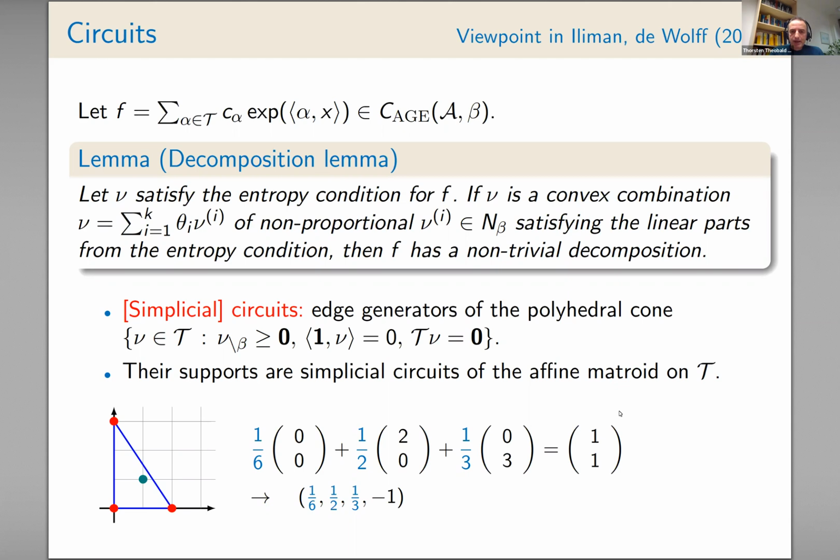And whenever we have an irreducible element, then the corresponding supports are just simplicial circuits of the affine matroid on T. This would be the support situation for an irreducible situation. So we have one negative term in the interior of the positive support, and it must be in the interior, because other than that, if it would be outside, then the corresponding signomial cannot be non-negative.